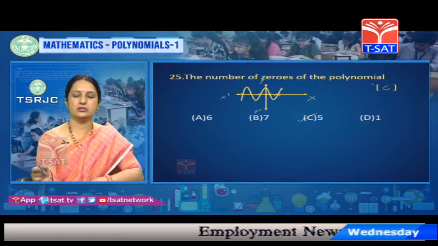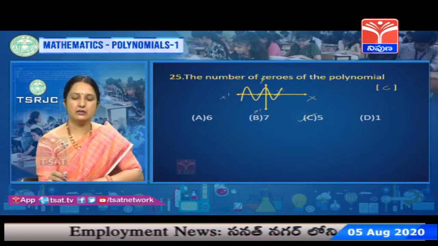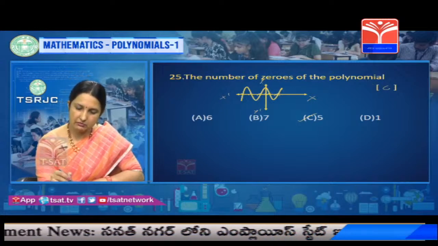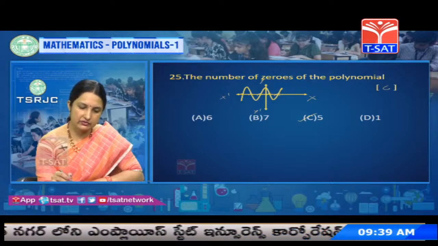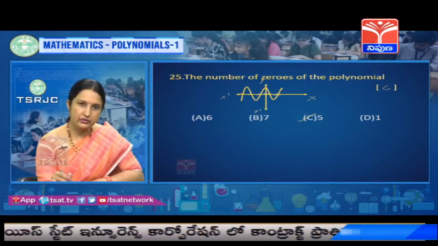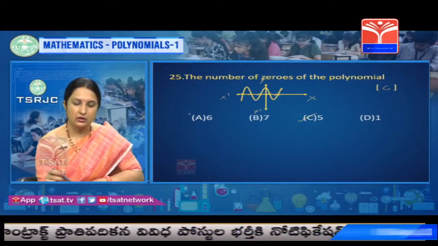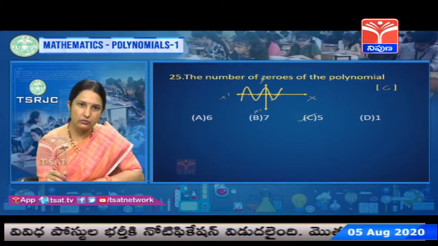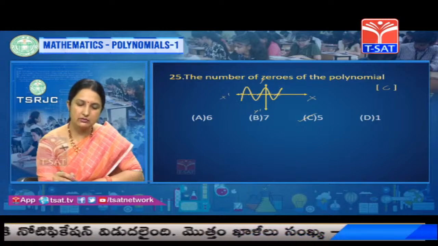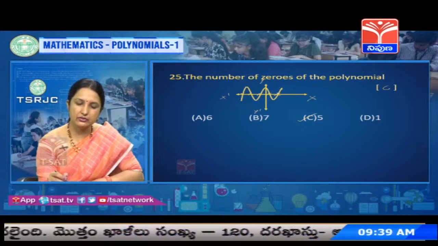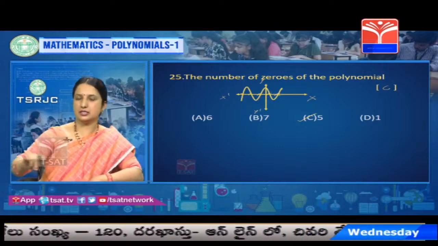So the number of zeros of this polynomial is 5. Some children will get confused with this. If you write 6, then it will go wrong. Only observe the curve. This curve: 1, 2, 3, 4, 5. So option C is the correct one.